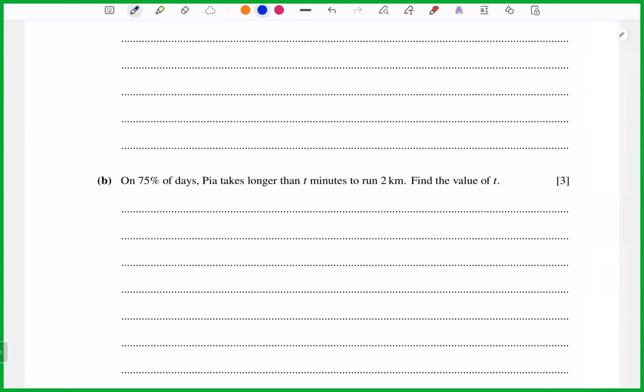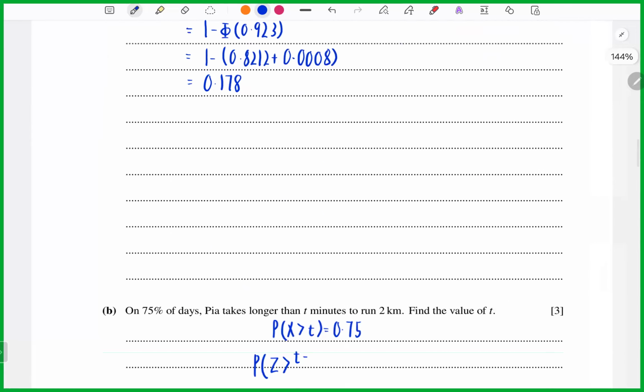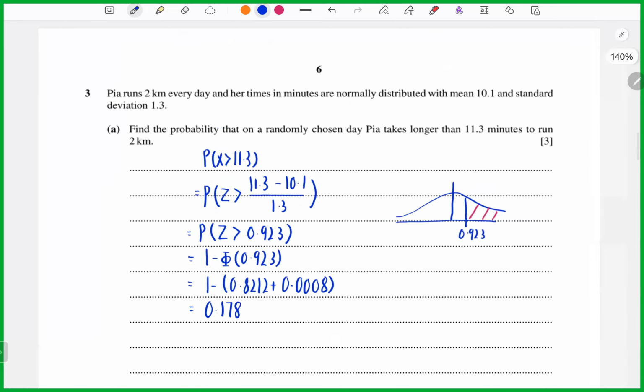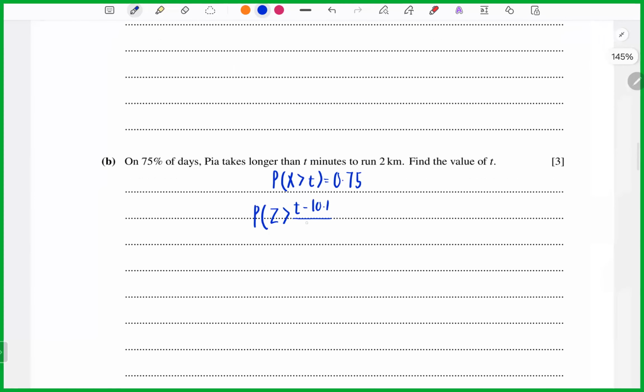Okay, so the question says X more than t equals the probability 0.75. So P(Z > (t minus, the mean is 10.1, right?) divided by 1.3) equals 0.75.